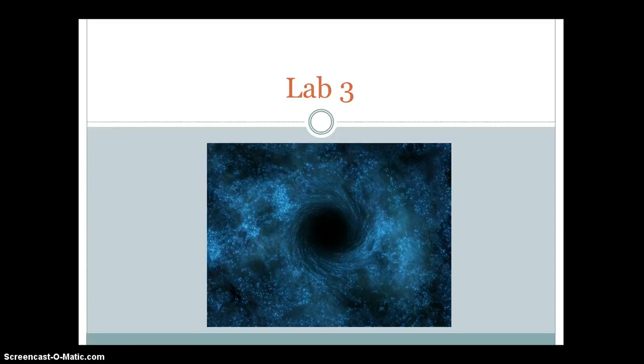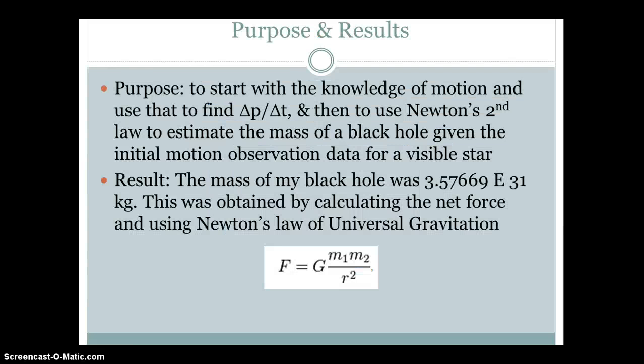This is Lab 3 for Physics 1. The purpose of this lab was to start with the knowledge of motion and use that to find dp over dt, and then through the use of Newton's second law, find the net force acting on our system and to estimate the mass of a black hole given the initial position data for a visible star.